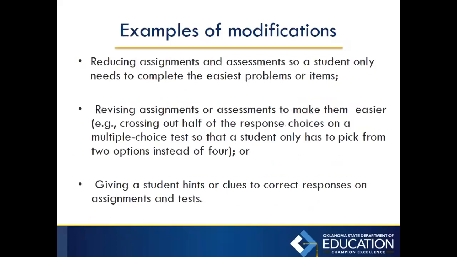We want to be very, very careful about revising assignments to make them much easier. If you cross out half all the time and they only have a 50-50 shot, are they really understanding what you're asking them, or are they getting good at guessing? So be mindful of that. I'm not saying you don't ever choose it. I'm just saying pay attention to which students need this modification and which do not.